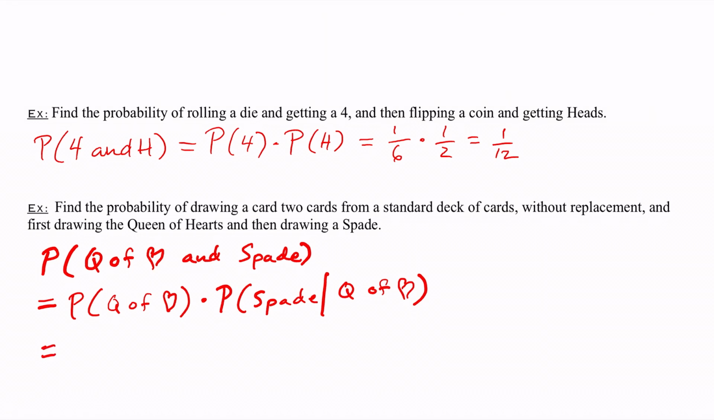So the probability of picking the Queen of Hearts, well, that's one specific card out of 52 cards in total, times the probability of picking a spade. Well, we know there are 13 spades in the deck, and since the Queen of Hearts was removed from the deck, there will now be 51 cards left in the deck. So 13 over 51.